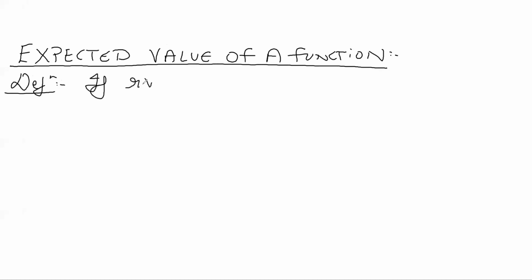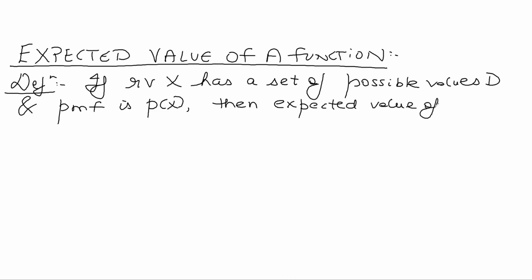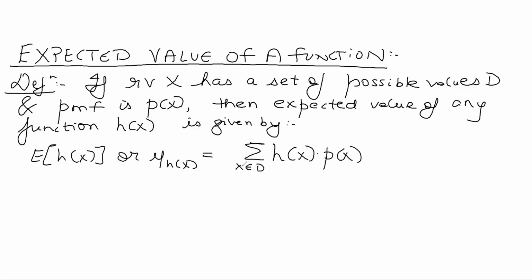If a random variable x has a set of possible values D and the probability mass function is p of x, then the expected value of any function h of x, E of h of x or mu of h of x, is nothing but the summation of h of x into p of x as x takes values over the domain D.